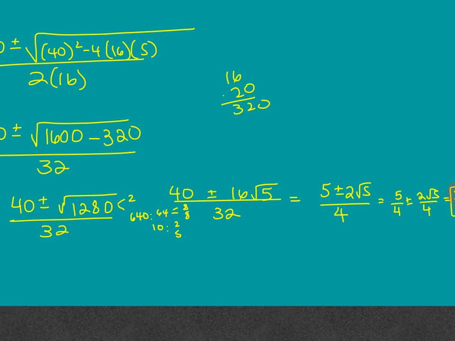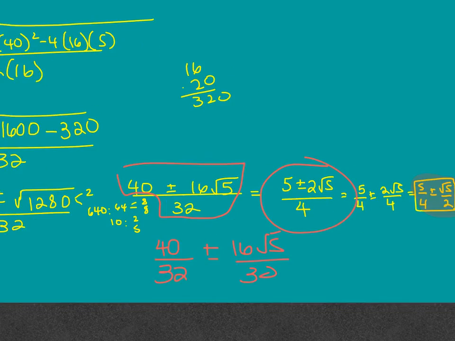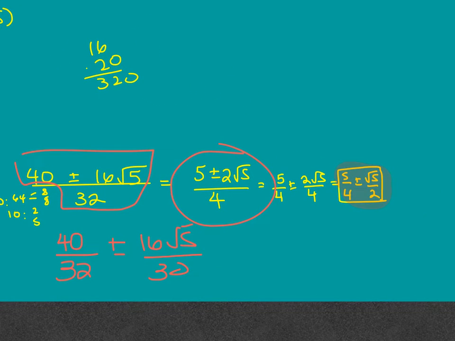And then from there, you've got to break it down even further. You can either split it from here and then reduce it. So I could do 40 over 32 plus and minus 16 root 5 over 32 and reduce it from there. Or I just divided them all by 8 and I got to this step. And then you can split it. And when you split it, the 2 root 5 over 4 can be reduced further. So you want to make sure that if you can reduce any portion of that fraction, that you split it and reduce it. So you should get 5/4 plus and minus root 5 over 2.